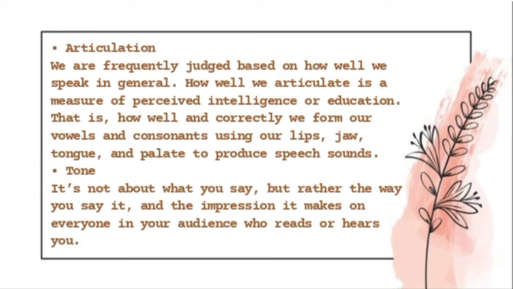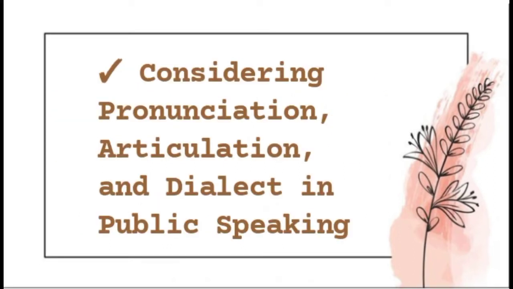Next is the articulation. We are frequently judged based on how well we speak in general. How well we articulate is a measure of perceived intelligence or education. That is, how well and correctly we form our vowels and consonants using our lips, jaw, tongue, and palate to produce speech sounds. Next, this is the last one, the tone. It's not about what you say, but rather the way you say it, and the impression it makes on everyone in your audience who reads or hears you.